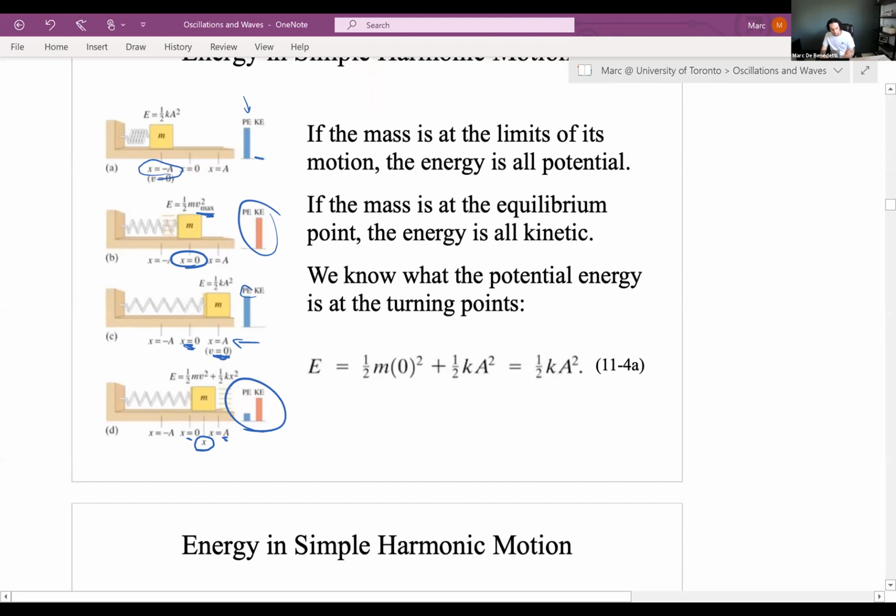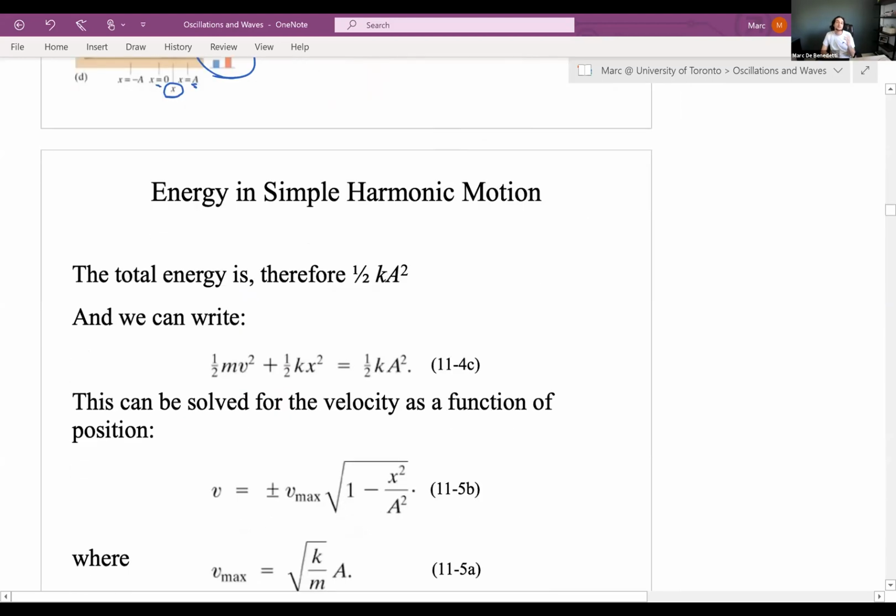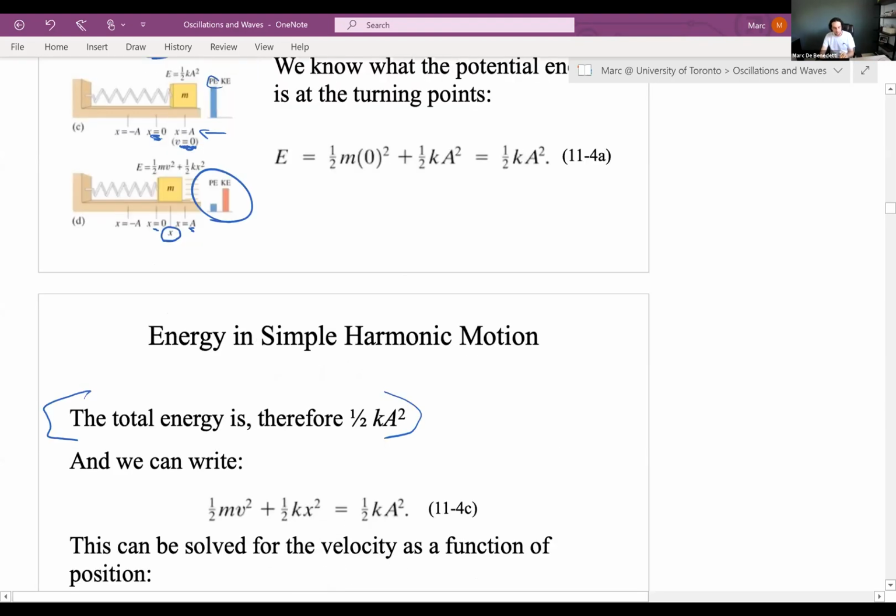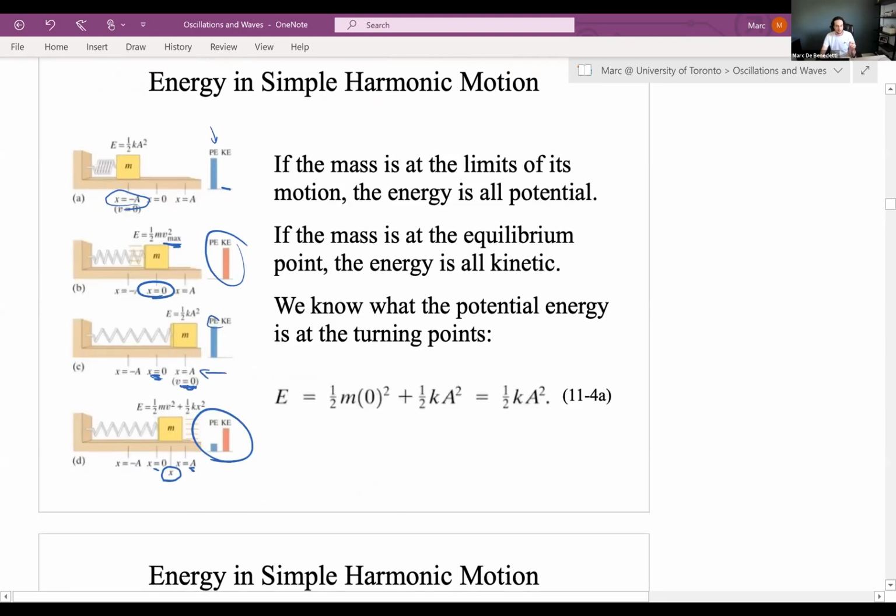Okay, so we see here that if you're in the problem or in the experiment or in the real world, if you happen to know what the amplitude of the oscillation is, then it's easy to determine the total amount of energy in the system, because the total amount of energy is constant. It's the same in panel A, the same in panel B, the same in panel C, the same in panel D. The total energy is constant.